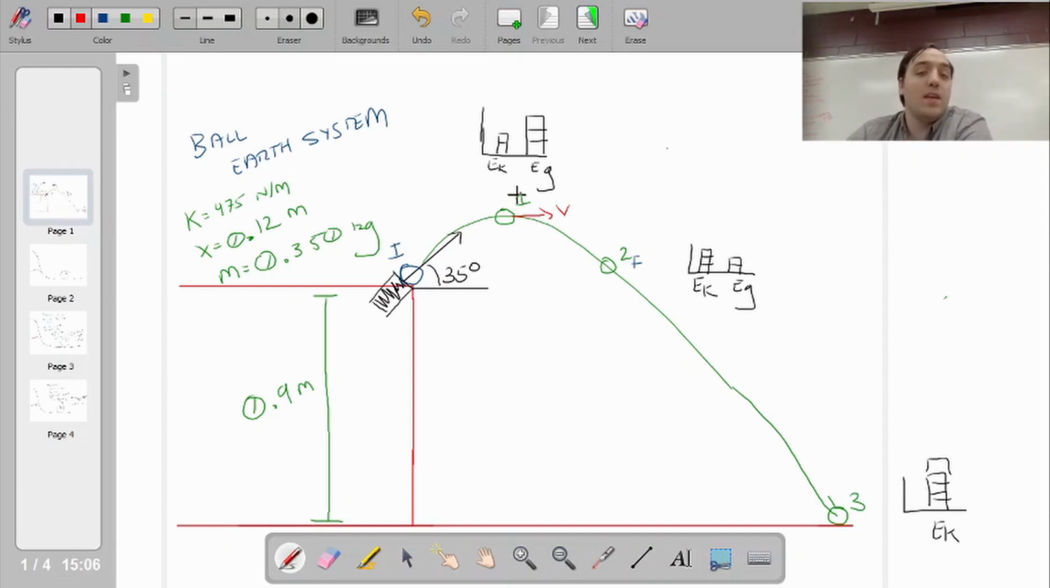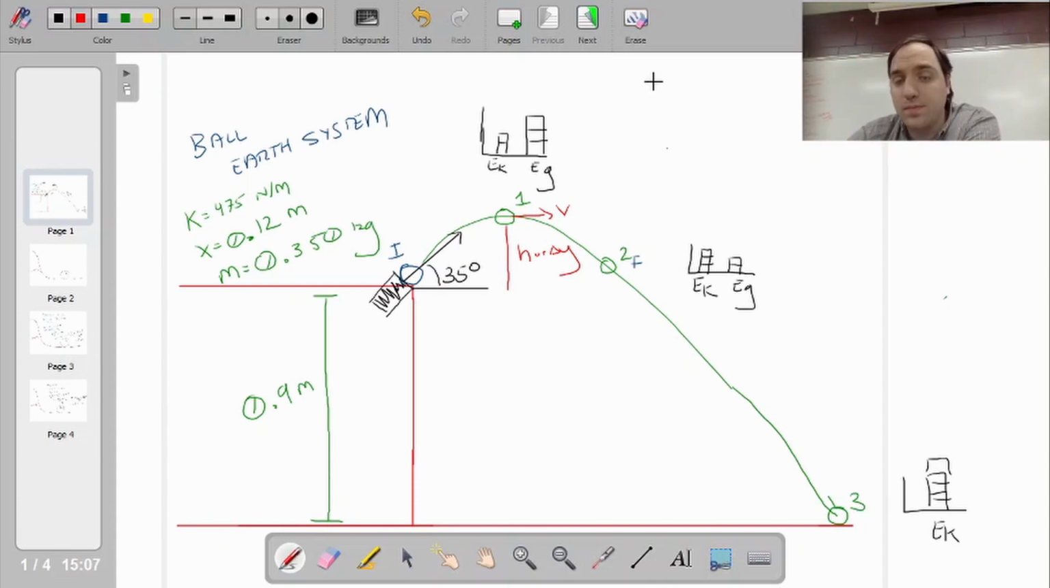In order to find how high up this is, this delta y or h, whatever you prefer, we need to know how fast it's leaving the barrel. At that point, we can go back and treat it like a projectile problem or an energy problem. So let's start there. Originally, the spring was compressed 0.12 meters. Spring constant 475, mass of 350. The question is, how fast is it leaving when it comes out of the cannon?